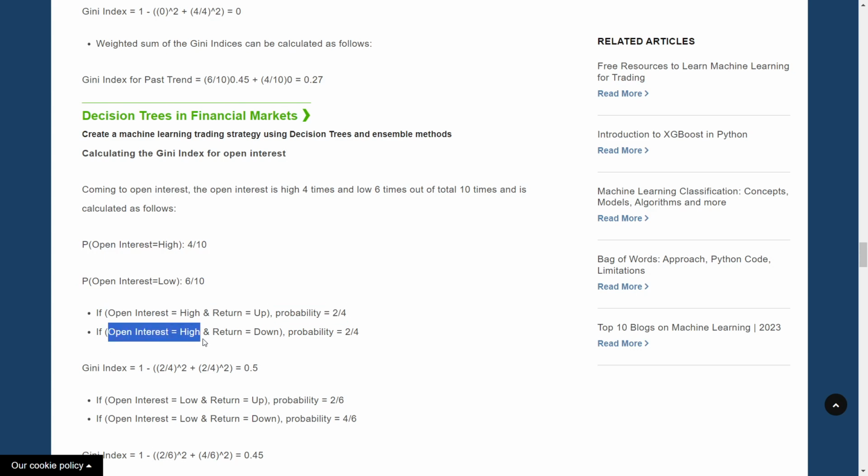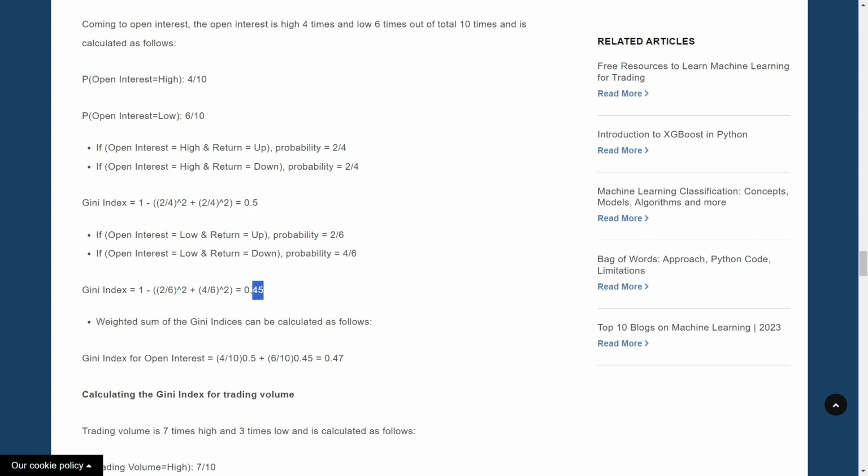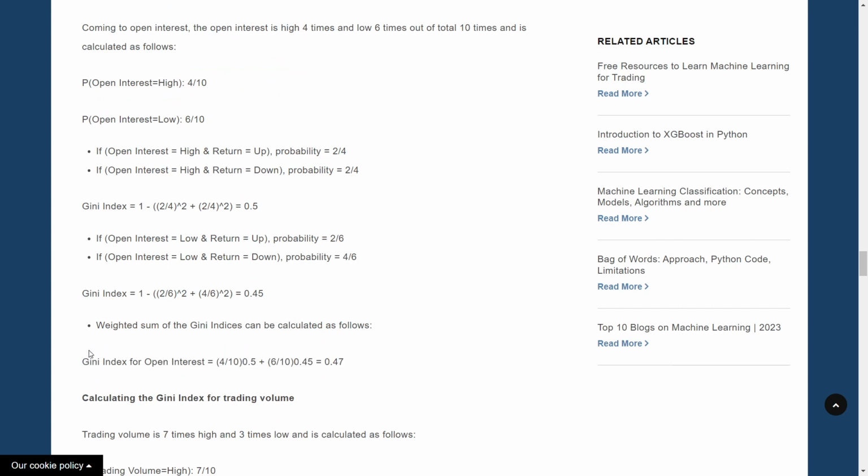And in case open interest is higher and return is down, the probability is the same. So we'll get a Gini value of 0.5. Similarly, we'll get the Gini value for open interest low as 0.45. And then finally, we'll do a weighted average of both the values.